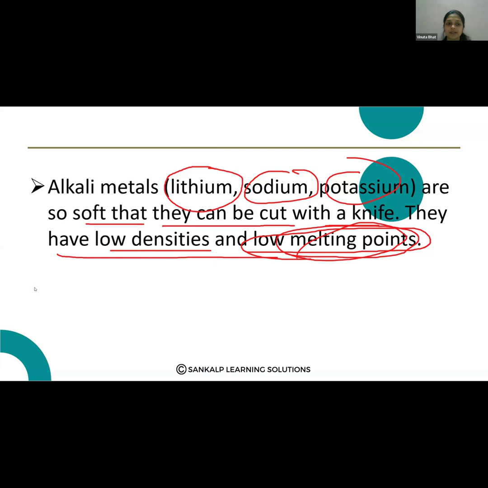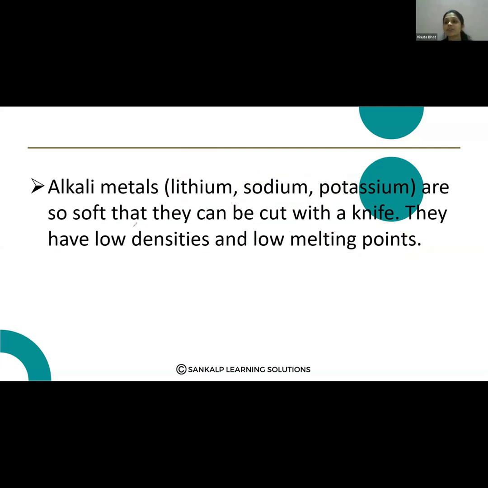So that is about the exceptions, that is why we cannot use the physical properties of these metals and non-metals to classify whether it is a metal or non-metal. So we won't use physical properties, we use only chemical properties. Okay, so let us move to the next slide.